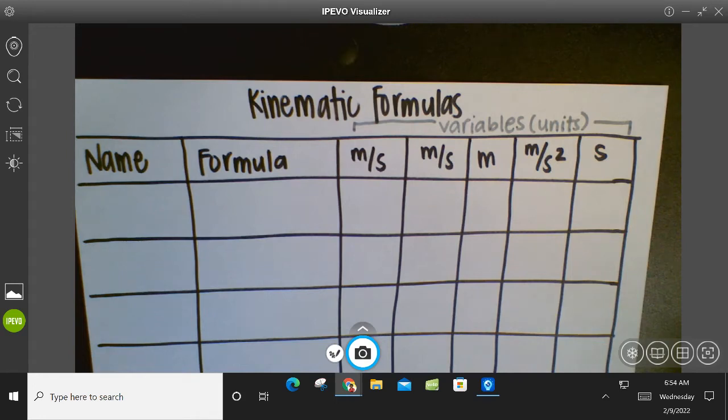All right, so at this point, we have looked at motion graphs, and you guys have learned how to interpret information from that graph as well as figure out what type of motion is happening just by the look of the graph and looking at what is plotted along the y axis. We've looked at vectors and we will be revisiting vectors as we go through this unit. But the big thing that we have to get through is something called the kinematic formulas.